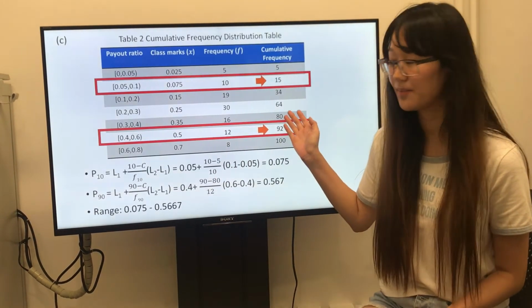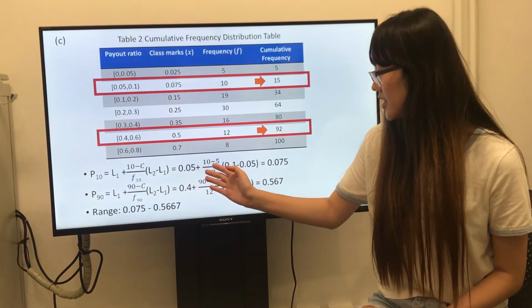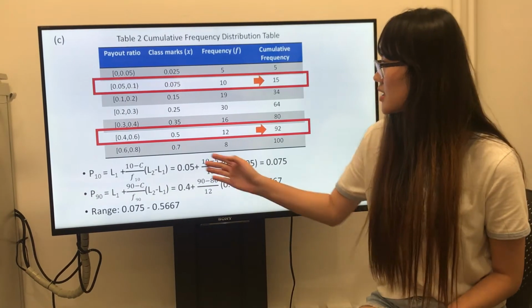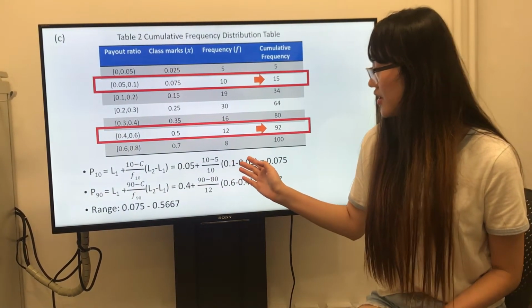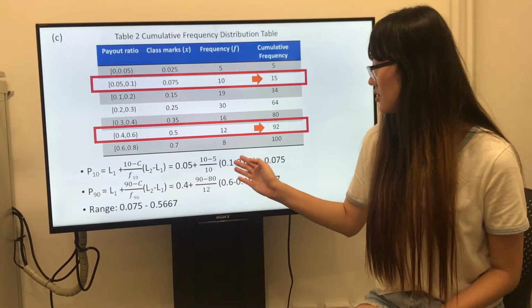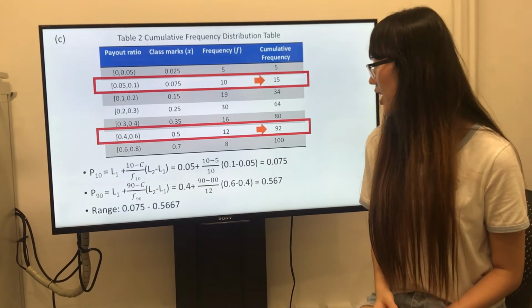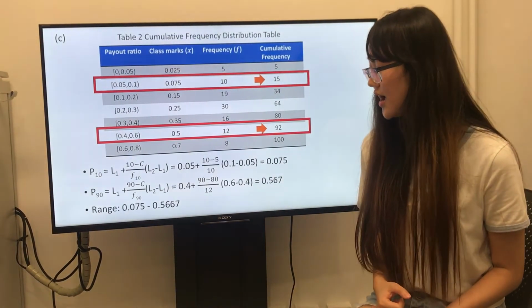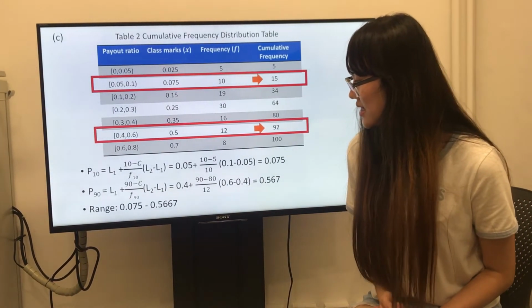So after we get all the data, we can calculate P10, that is 0.05, which is L1 here, plus (10 minus 5) divided by 10 times (0.1, which is L2 here, minus 0.05), and the final result will be 0.075.